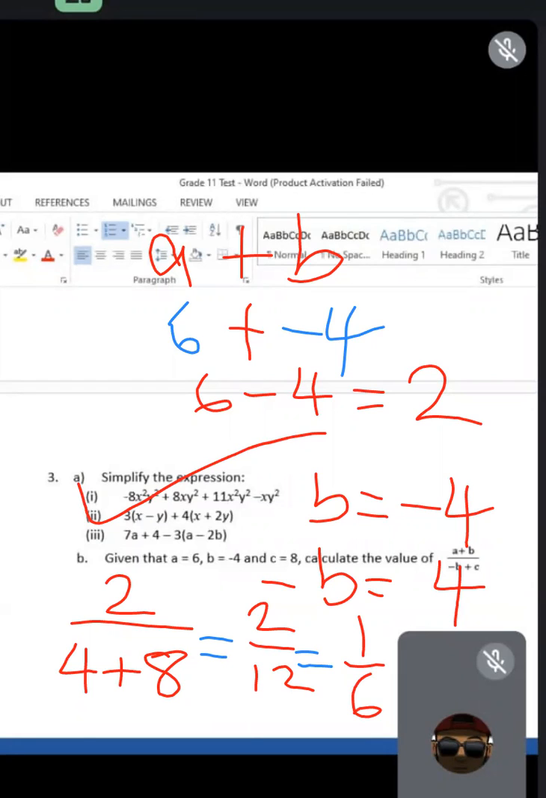That was actually tricky, but it was also simple, because we have to be careful about the B and the minus B. We also had to be careful with the 6 plus minus 4, because 6 plus minus 4 is the same as 6 minus 4, right?